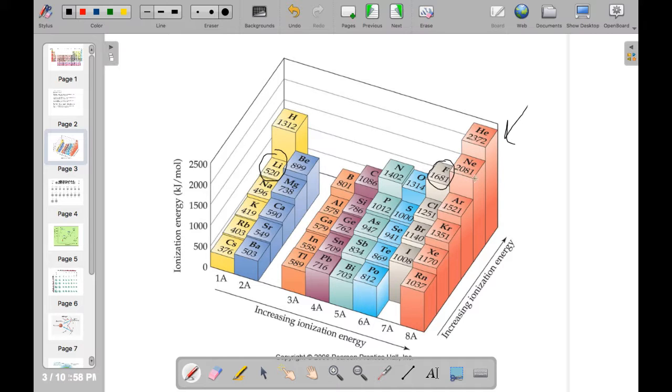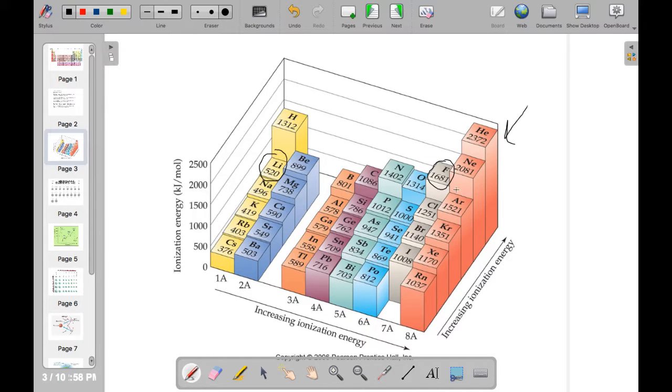Well, part of the reason for the noble gases is that they have full electron shells. This is something you should have learned in the valence electrons video. They have full shells, and that makes them extremely stable, and they do not want to give up electrons. It's going to take a lot of energy to get an electron away from helium. And fluorine also doesn't really want to give up any electrons.